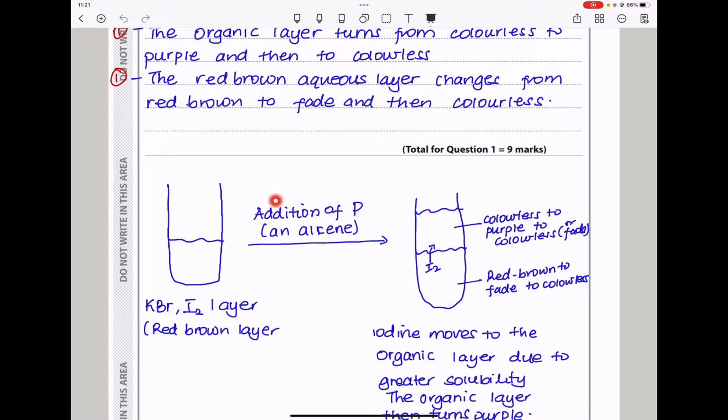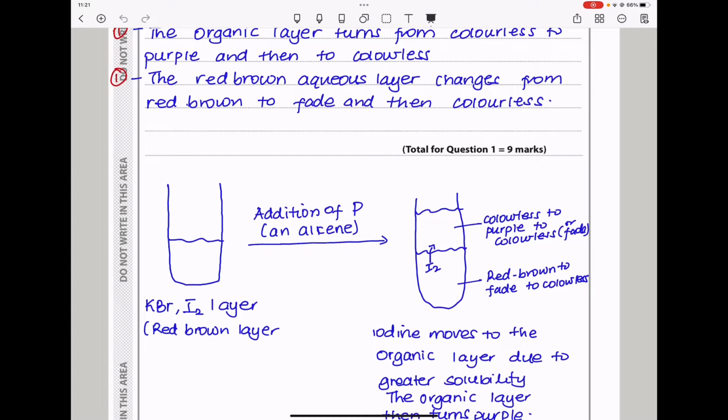Now, when we add an alkene to this solution, of course, this is the aqueous layer. Introducing an alkene introduces an organic layer. Now, we know iodine is more soluble in the organic layer than the aqueous layer, so there is a chance that iodine is going to transition from this red-brown layer to the organic layer, and that colorless layer is going to turn purple.